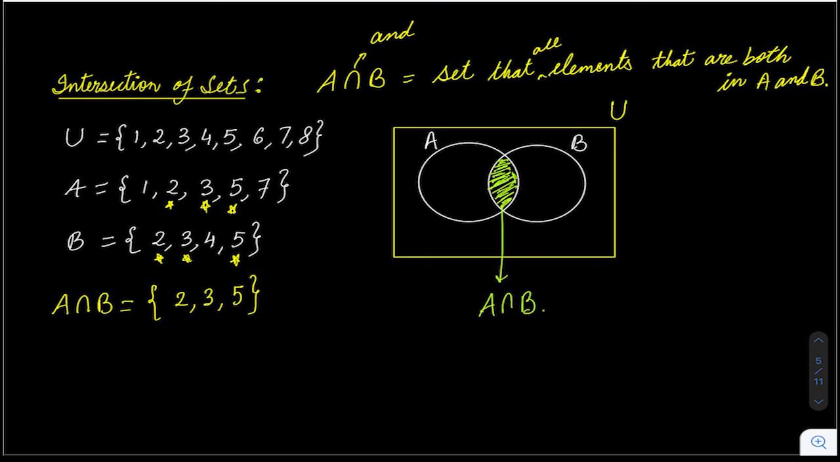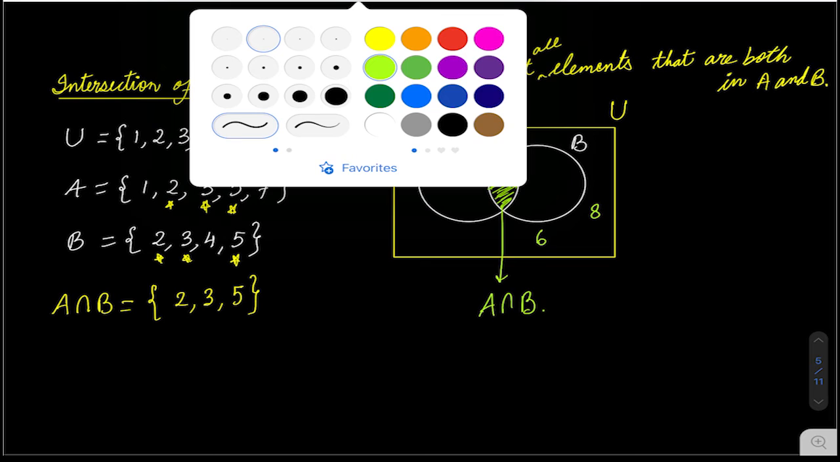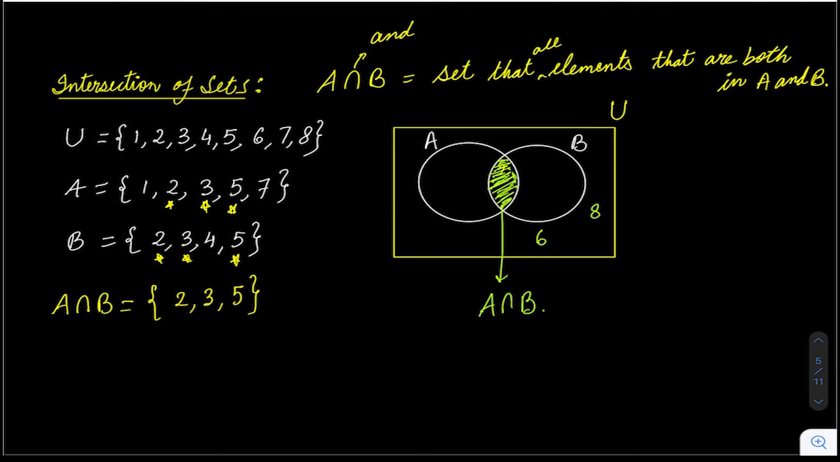Now if you want to write these sets in the Venn diagram, then again the same thing. I think 6 and 8 were not part of A and B, so we will write them outside. You can write anywhere outside these circles, but inside the rectangle. And what is common? 2, 3, 5. So the part that we shaded will contain the numbers 2, 3 and 5.